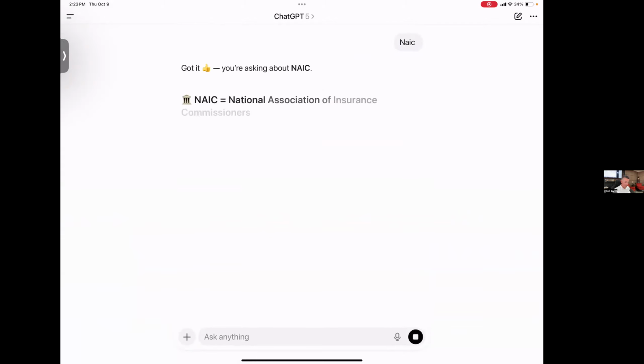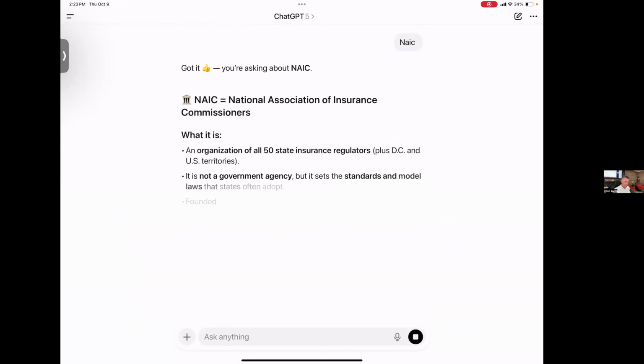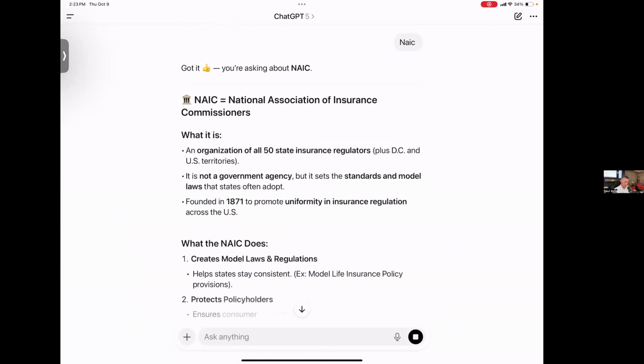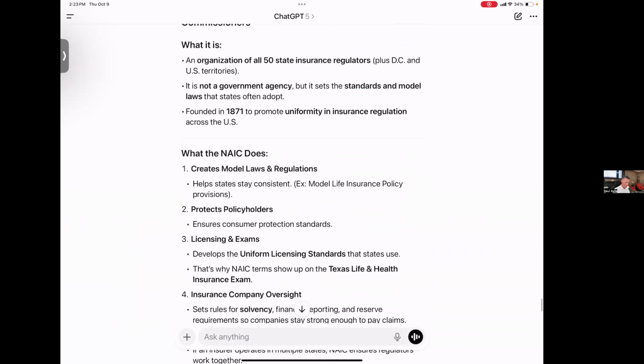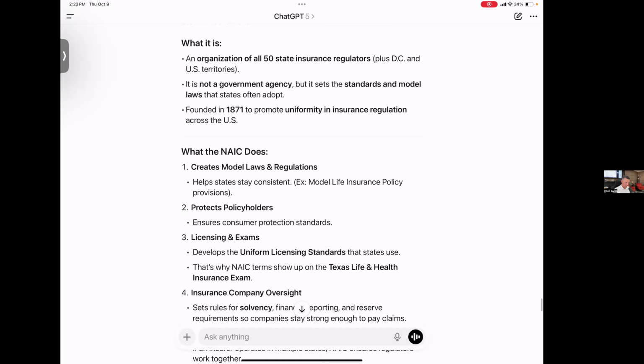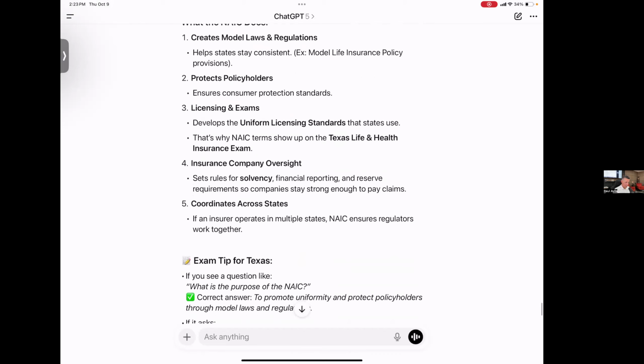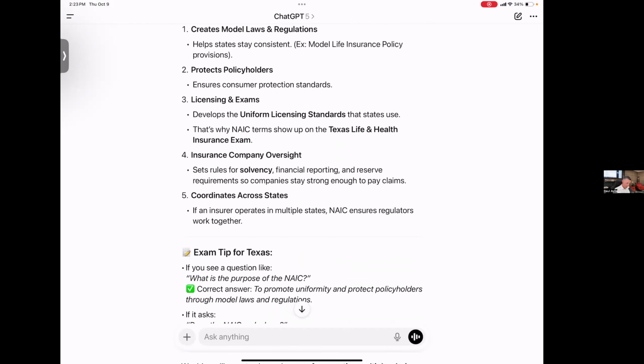Let's just do this real quick. National Association of Insurance Commissioners. What is it? An organization of all 50 states. It's not a government agency, but it sets standards and model laws that states often adopt. What does it do? It creates model laws and regulations. It's all for insurance: it oversees the insurance industry and insurance companies, protects policyholders, and coordinates across states on licensing exams.